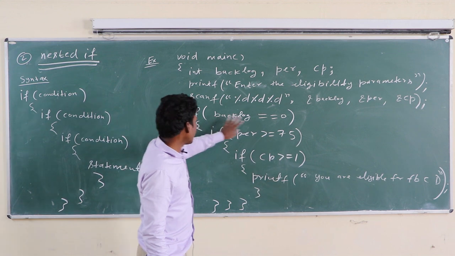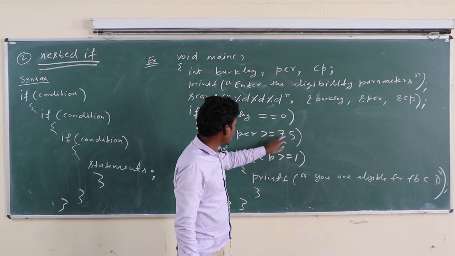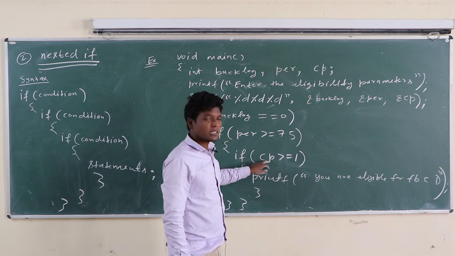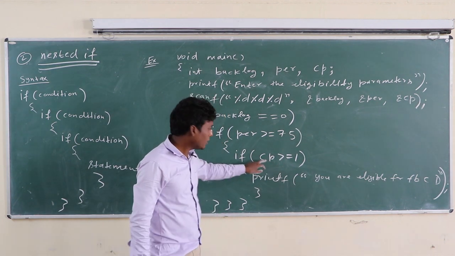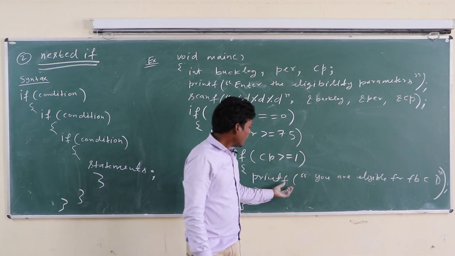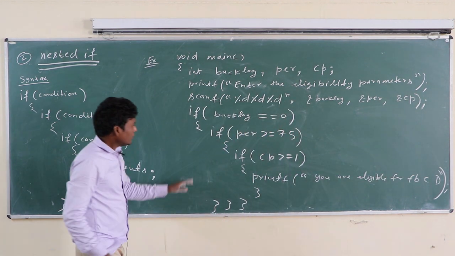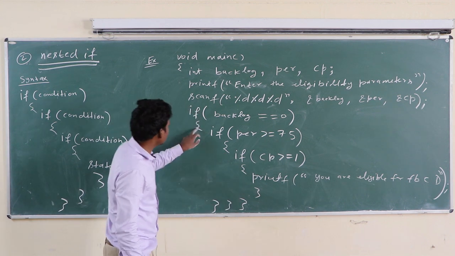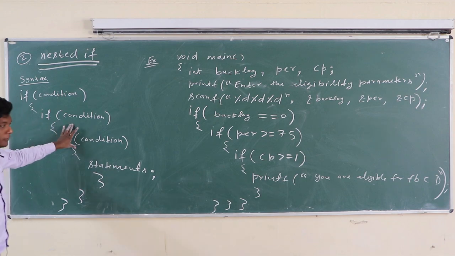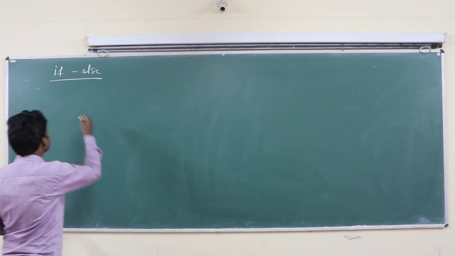Okay, if backlog double equal to 0, then control goes there. If per is greater than or equal to 75, then control is there. If computer programming, cp is the variable for computer programming. If the student knows at least one programming language, then a message will pop up: you are eligible for Facebook campus drive. This block is closed here, this block is closed here, this block is closed here, and main is closed here. So this is the example of this nested if else syntax.